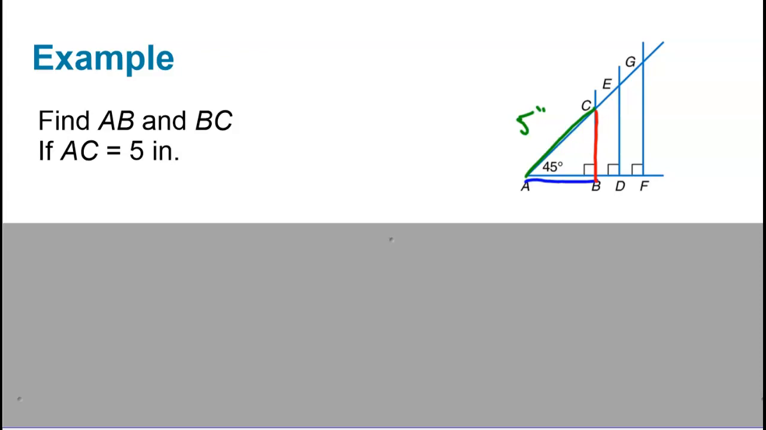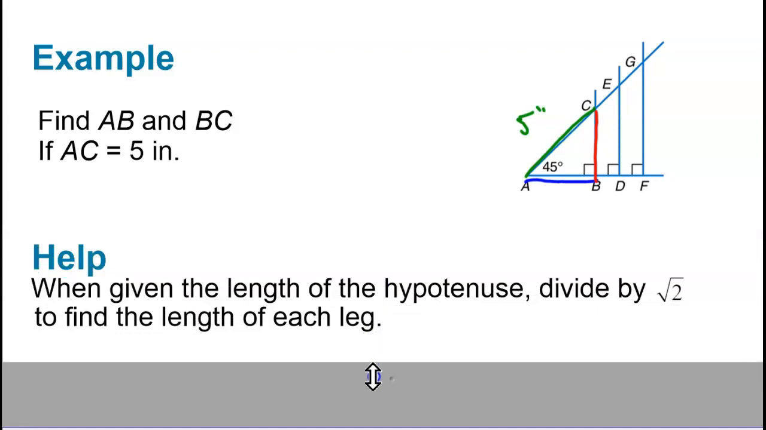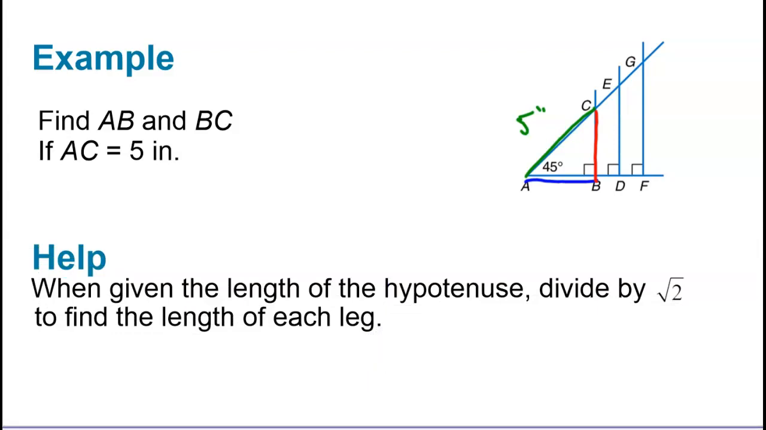All right, so hopefully you went right to the rule because you can identify this as a 45, 45, 90. You have a 45-degree angle, a 90-degree angle, which means that the other angle is going to be 45 degrees. And so looking at the rule, we're going to use the rule that when you're given the length of the hypotenuse, which is what you're given here, 5 inches, then you divide by the square root of 2 to find each leg. And so in this case, we are given 5, and we're going to divide by the square root of 2.